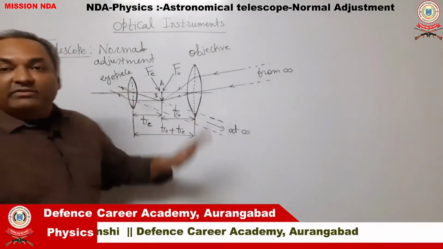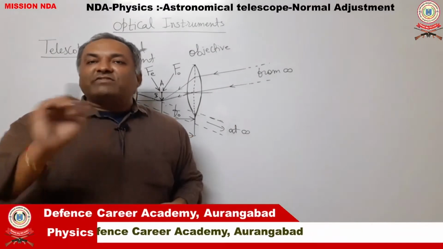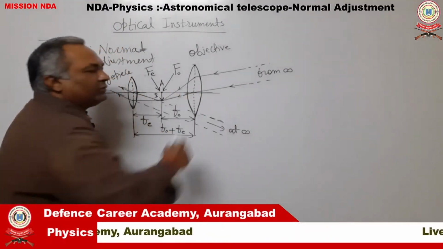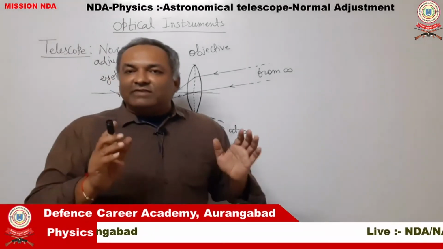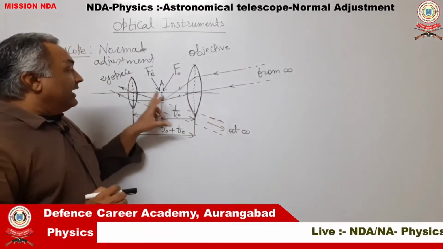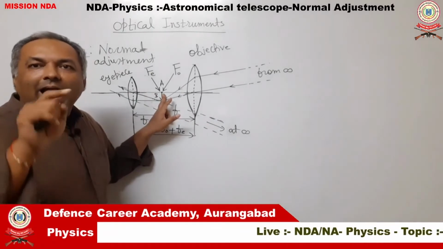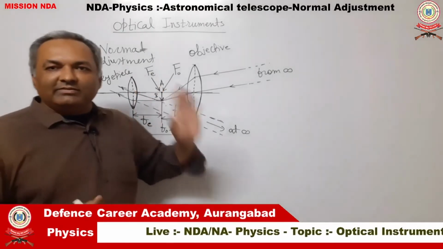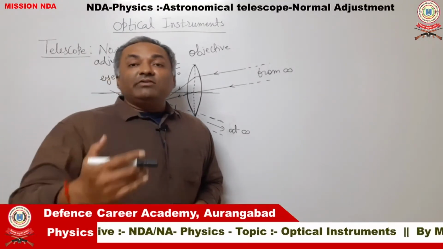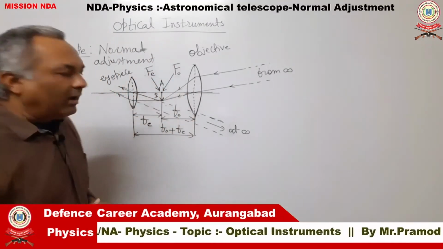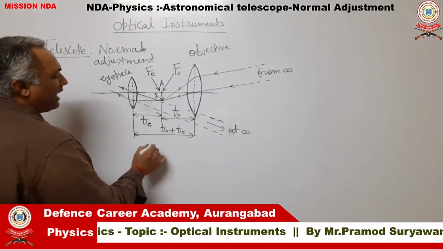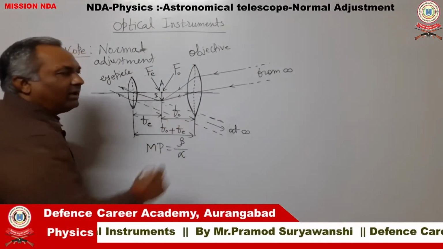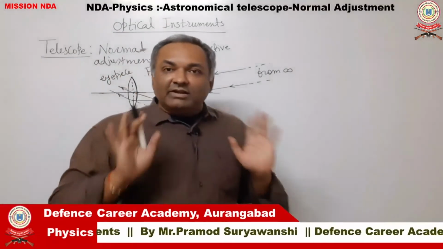Objective and eyepiece, these two lenses should be arranged coaxially. That is, they should have a common principal axis. So they should be arranged coaxially in such a way that their foci are at a single point between the two lenses. Now, let's look at alpha and beta, because remember, the magnifying power of this device is also given by beta upon alpha. Beta is still the same.